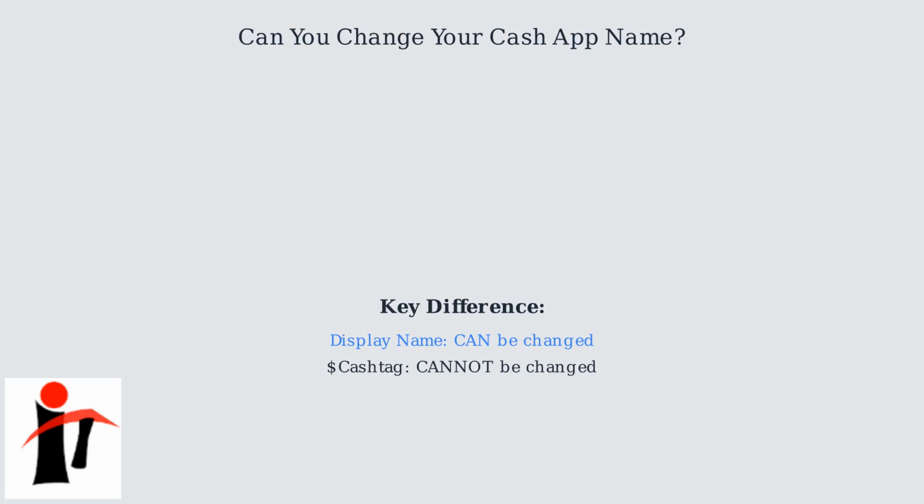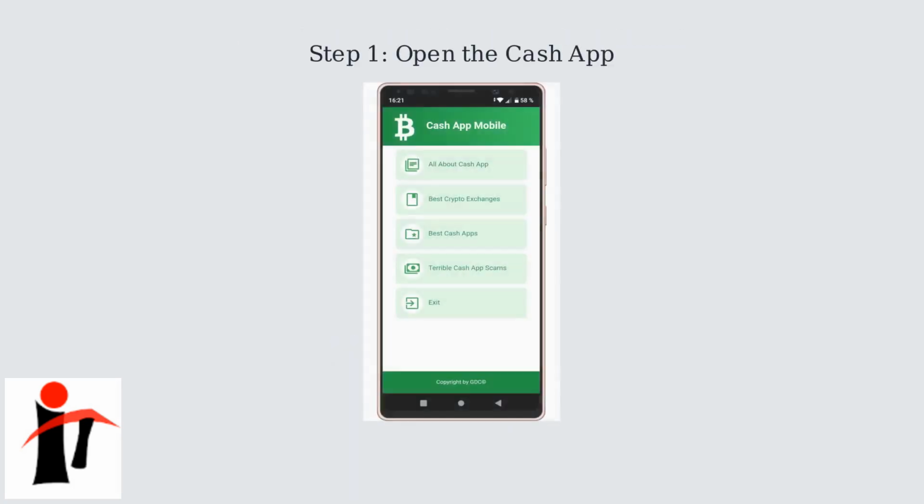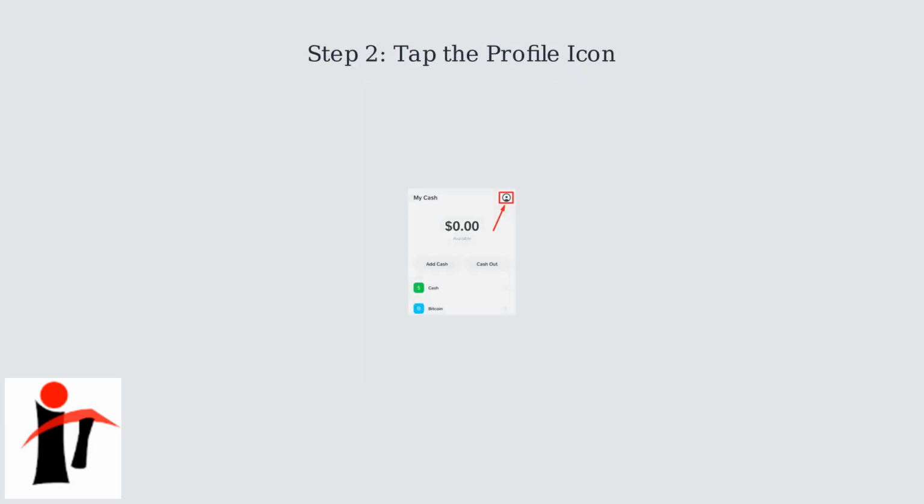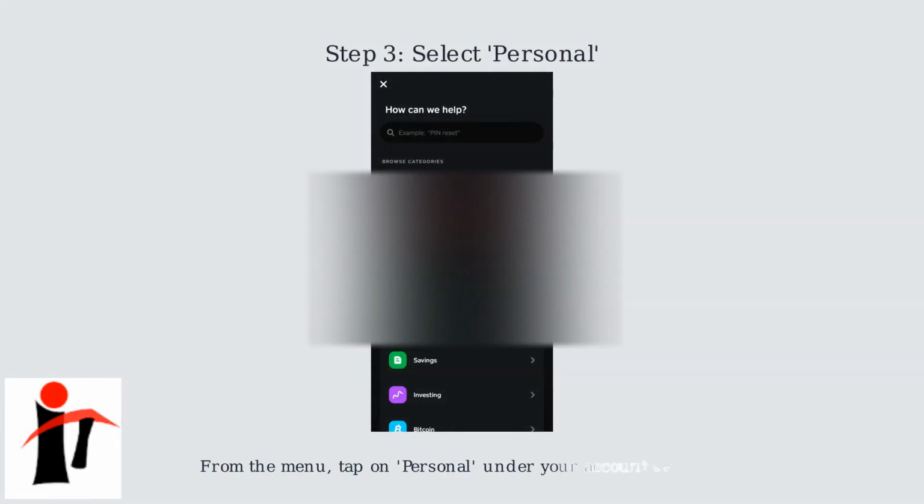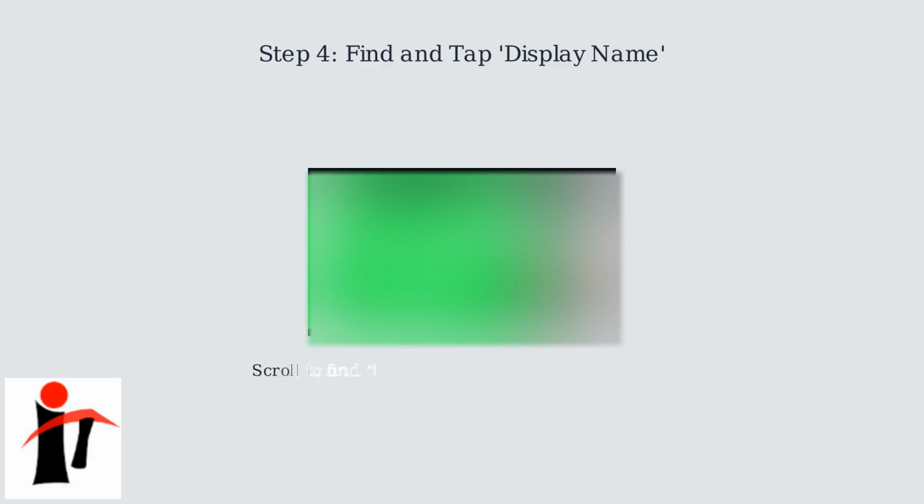dollar cash tag. Begin by opening the Cash App on your mobile device. Next, locate and tap the circular profile icon, usually a photo or silhouette, in the top right corner of the app. In the menu that appears, select Personal to access your account details. Look for the Display Name field in your personal settings and tap on it to edit.